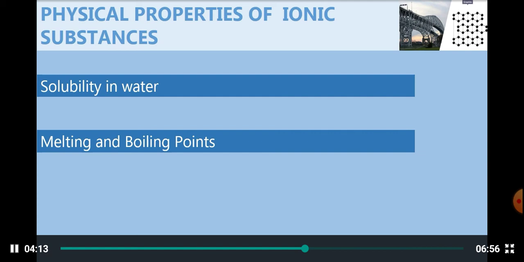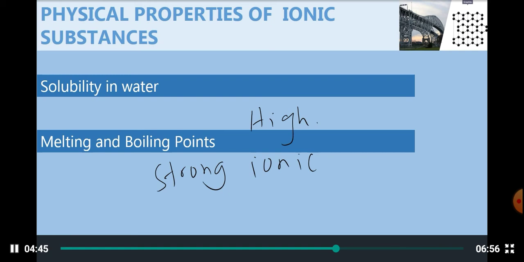Melting and boiling point. Substances that have ionic structure have high melting and boiling points. This is because the ionic bonds are very strong. So you have strong ionic bonds that hold the ions together, meaning that it would require a lot of energy for us to weaken those bonds or even break them in order for the substance to melt or boil.